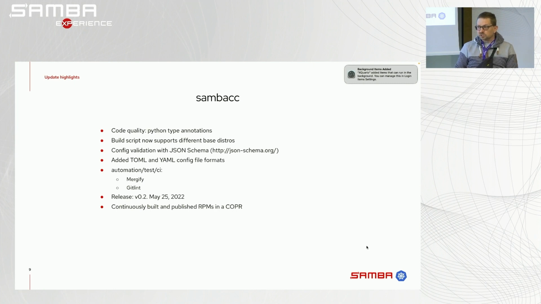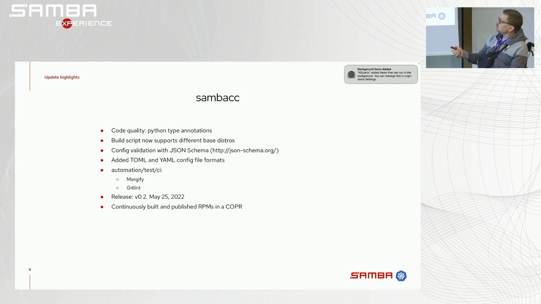So the next update project is samba-cc, the container configuration tool. Also here we had some code quality improvement. For instance, Python type annotations were added to the code base. The build script now supports different base distros like CentOS, Fedora, etc. And I guess OpenSUSE. So we have the configuration file, which is a JSON. So samba-cc takes an input configuration file, which is its own JSON file, and basically creates samba smb.conf configurations out of it. And we have added config validation with JSON schemas. So that's already good for making sure it doesn't regress and the functionality stays the same.